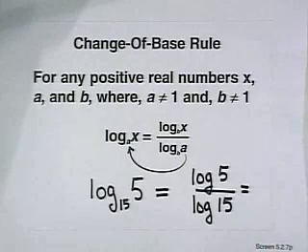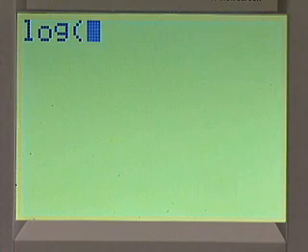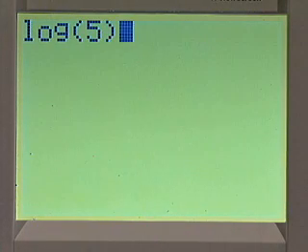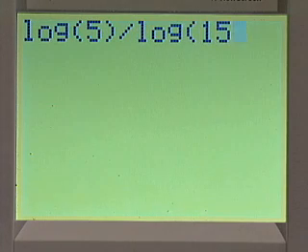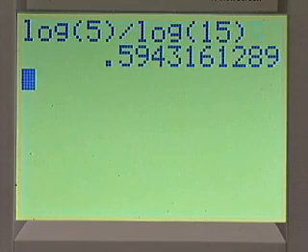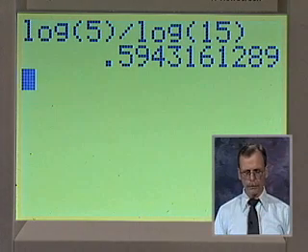We'll go over to our graphing calculator, and we'll put in log of 5, close those parentheses, divided by the log of 15, close the parentheses. And we see that the answer comes out to be 0.594, etc. So now we see how we can make those problem sets with different bases still be able to be solved with our calculator.